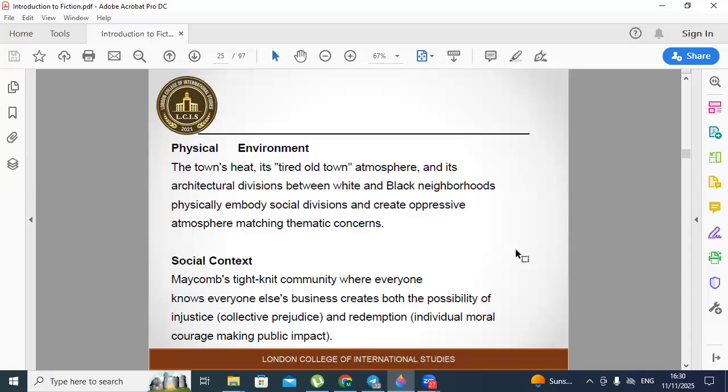This closeness creates both possibility and injustice. Collective prejudice leads to Tom Robinson's conviction, but individual moral courage drives Atticus to defend Tom despite community pressure, making his impact powerful precisely because it's visible to everyone.